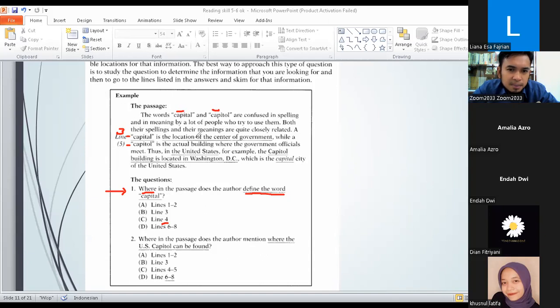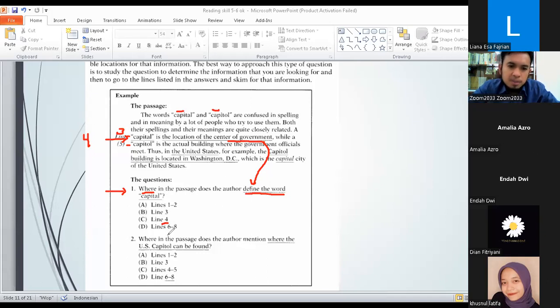So this is line 4. Capital is the location of the center of the government. So this is the definition of the capital according to the author. So we can identify that line 4 is where the author defined the word capital. Okay, so what about number 2?